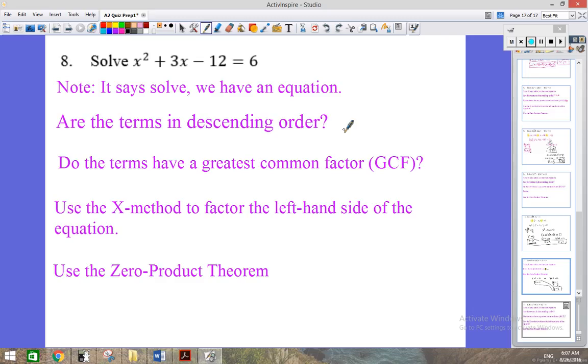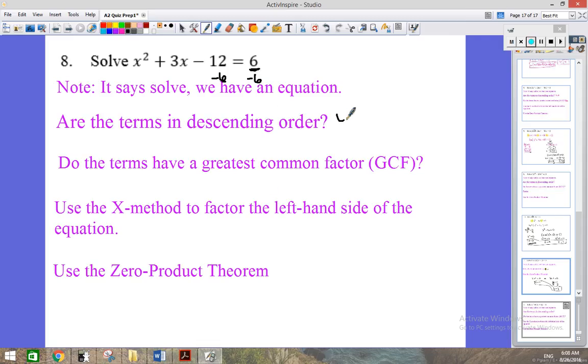All right, drum roll, the final problem here. It says to solve, so I'm going to tell people what x equals. Once I factor it, I have to keep going. Are the terms in descending order? Well, yeah, kind of. I've got 2, 1, and a constant term. But look at this 6 right here. That's going to cause me some problems. I want that to be on the other side. I need to subtract 6 from both sides of the equation.